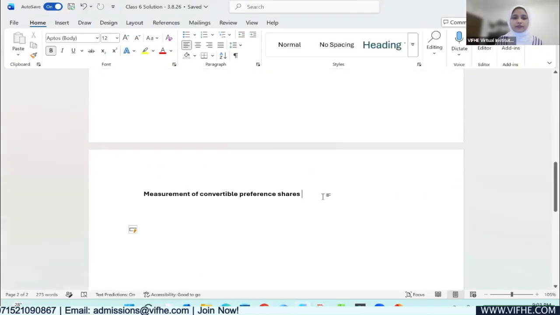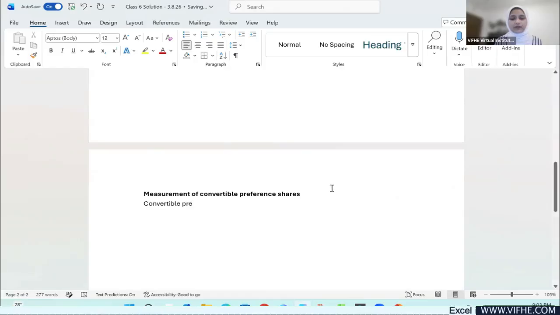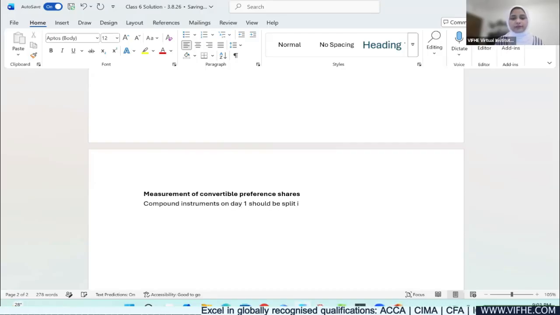Measurement of convertible preference shares. These are not convertible because these are compound instruments, already proven, right? So compound instruments on day one should be split into equity and liability components.